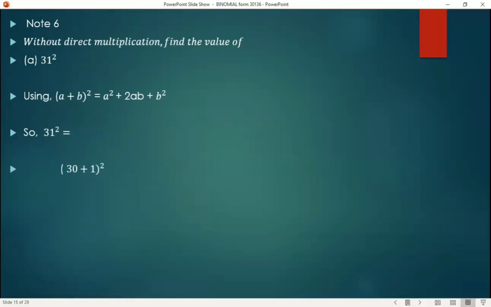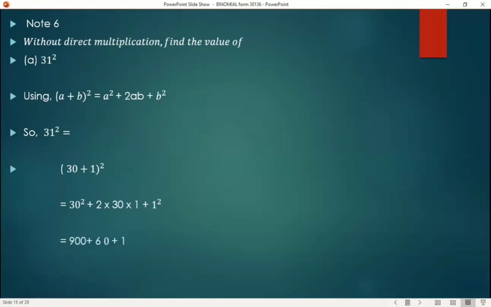How to proceed? Yes, you're right. It's 30² + 2 × 30 × 1 + 1². That is, we are trying to apply the rule above: (a + b)² = a² + 2ab + b². So (30 + 1)² is 30² + 2 × 30 × 1 + 1².